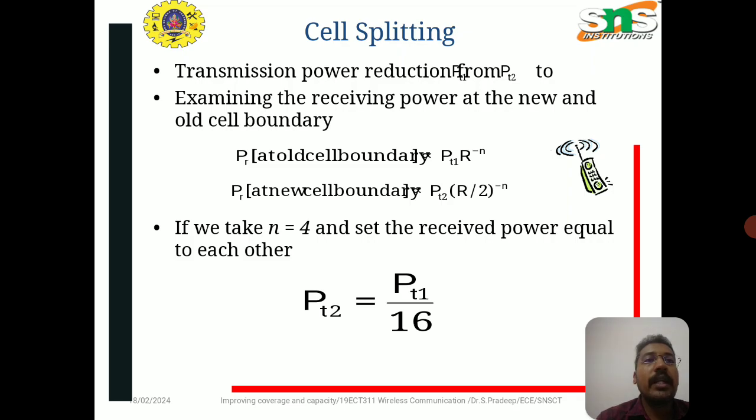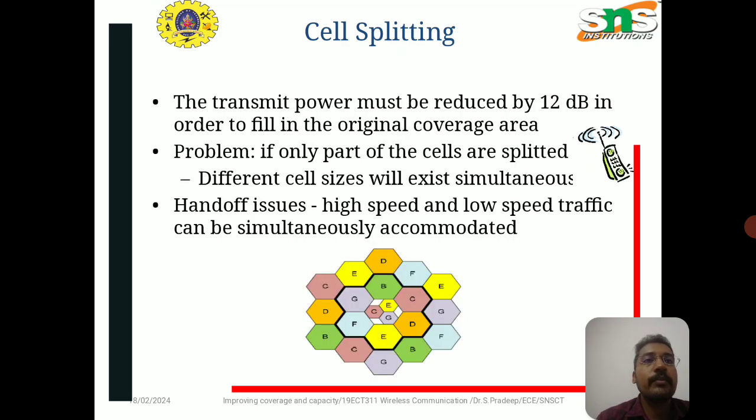In cell splitting, the transmission power reduction happens. Examining the received power at the new and old cell boundary is given by Pt2 equal to Pt1 divided by 16. T1 is the first transmitter and T2 is the second transmitter. If we take n equal to 4 and set the received powers equal to each other, the transmit power must be reduced by 12 dB in order to fill in the original coverage area.